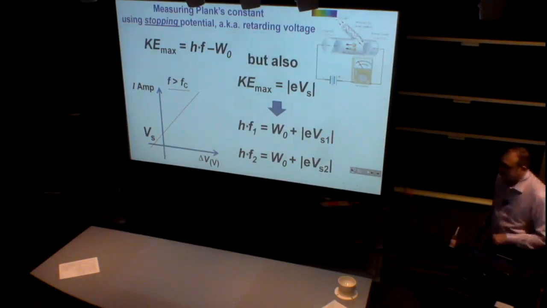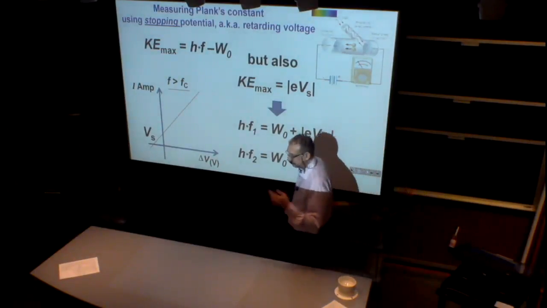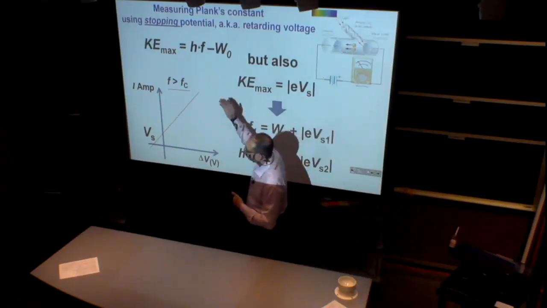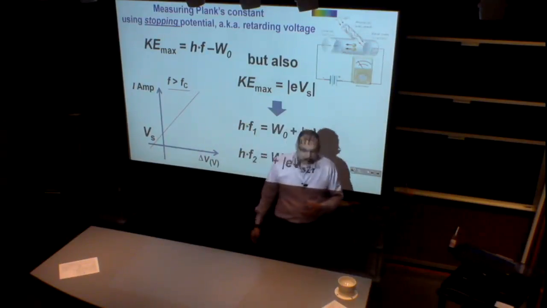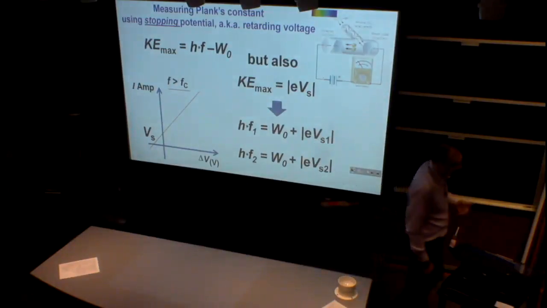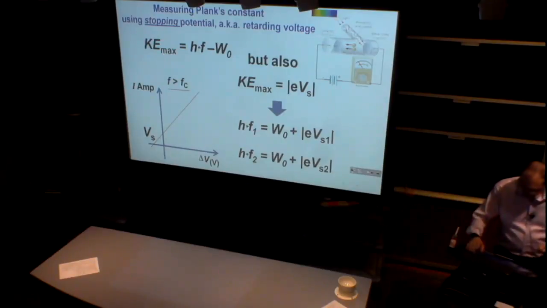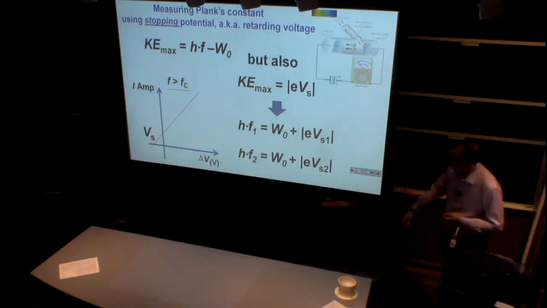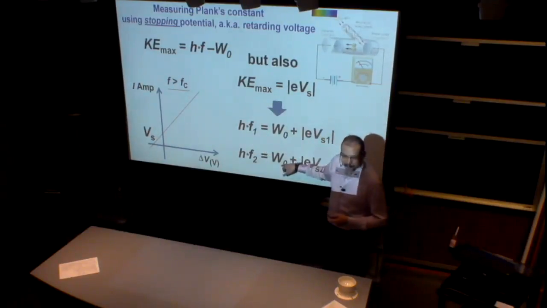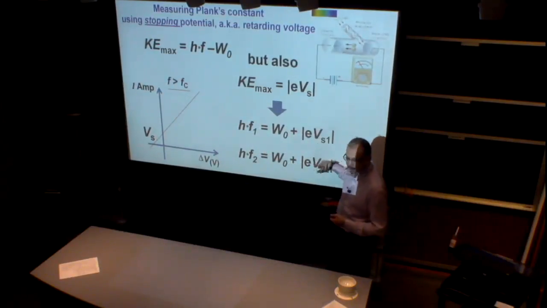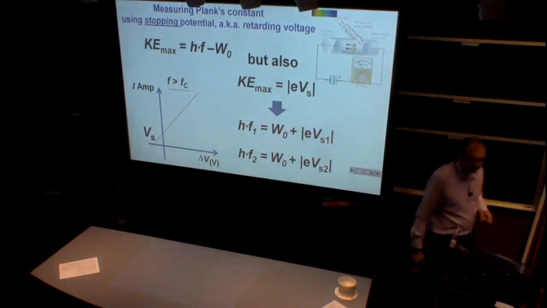And if you use two different filters, blue and green, you can have 2 points. And if you have 2 points, again, you can calculate the slope, you can calculate the work function, anything. Basically, right here, for example, what you can do, subtract. Work function canceled. You know this, you know that it's measured. And you can calculate the Planck's constant. That's it.